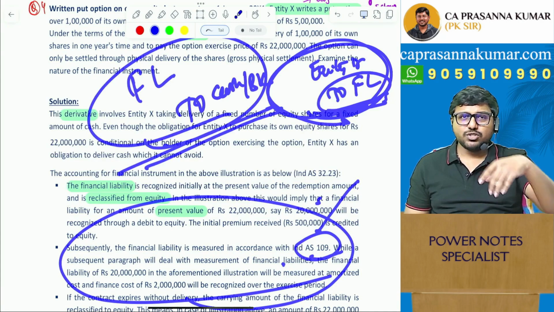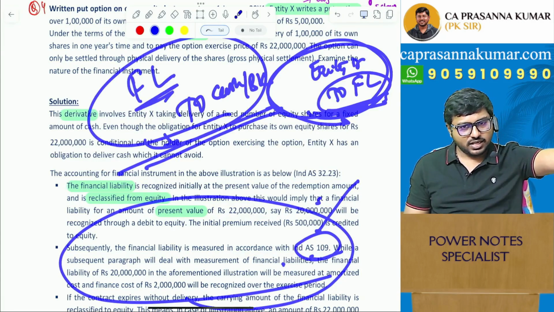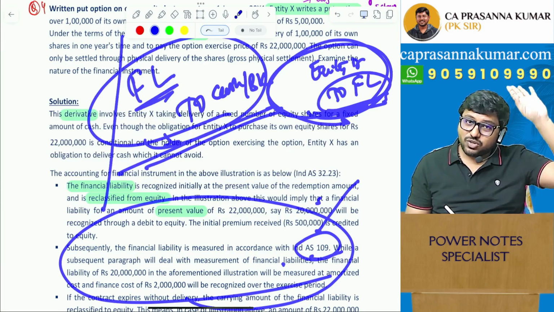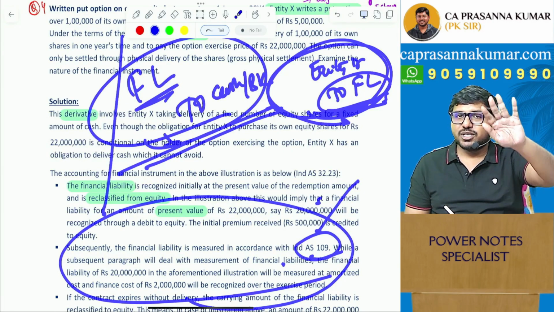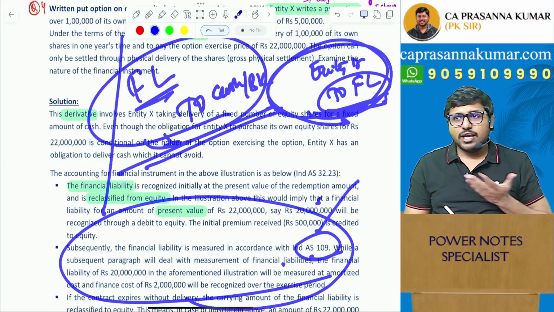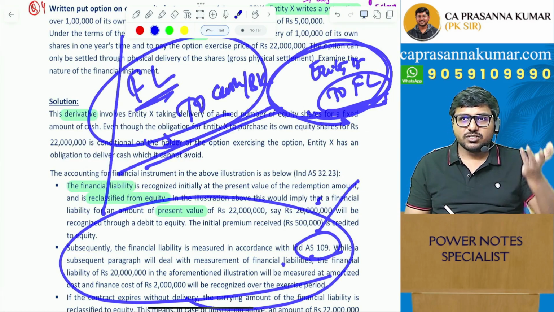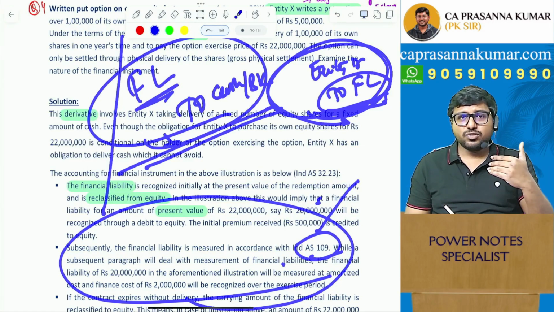So it is gone. Once you pay cash, there is no more liability. So therefore, liability will be debited and it is gone. Clear? Suppose he does not exercise the option tomorrow, and the option is lapsed by the option holder, then what will I do? I no more have any financial liability because he has lapsed the option. So I don't have any obligation to pay cash to buy those equity shares.